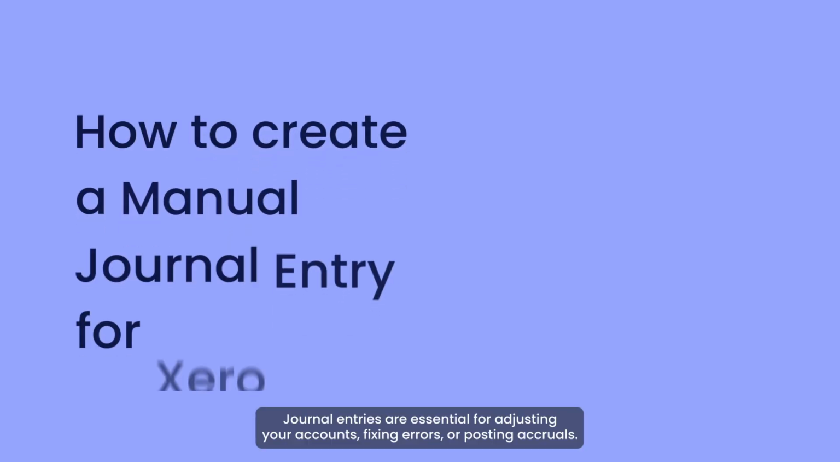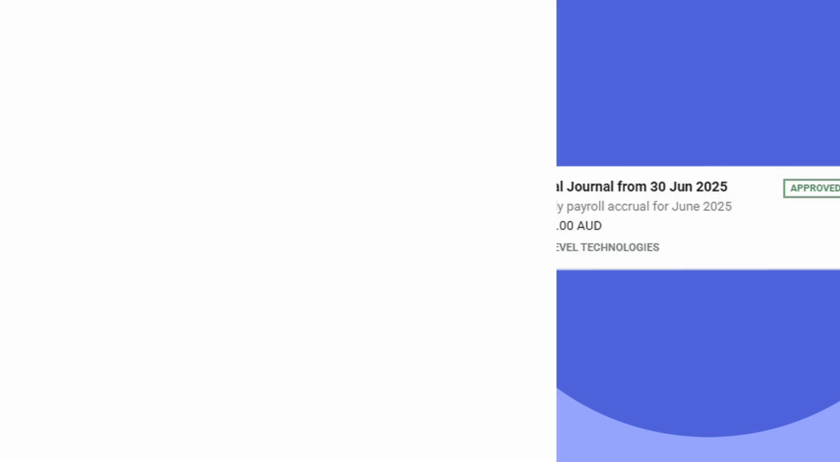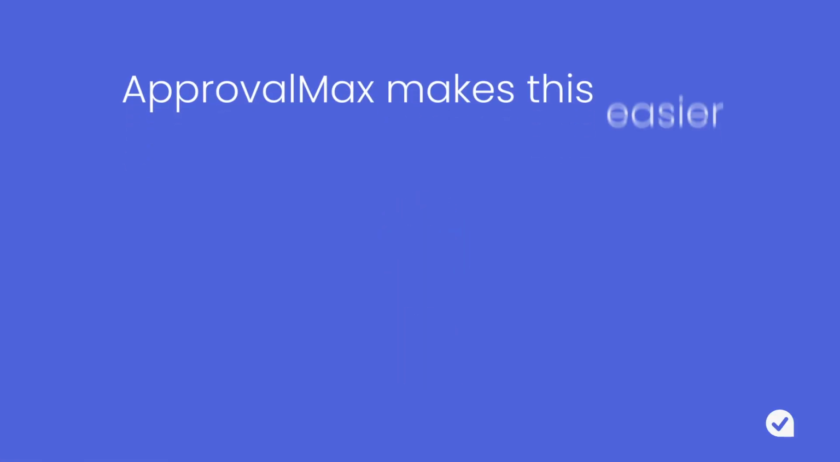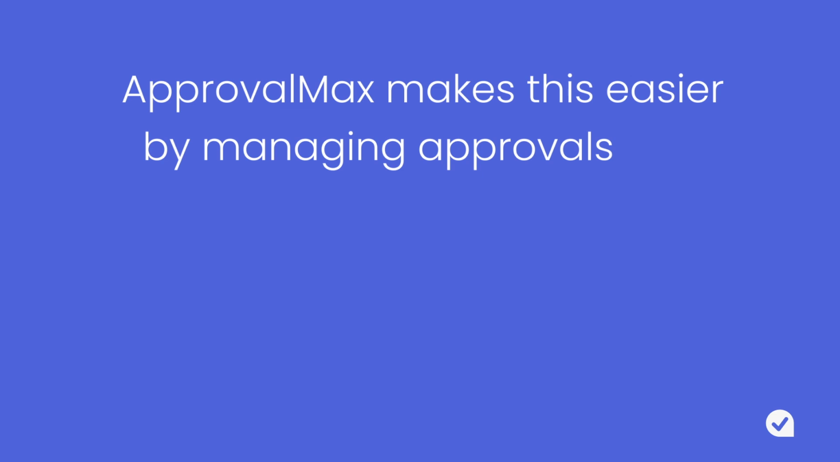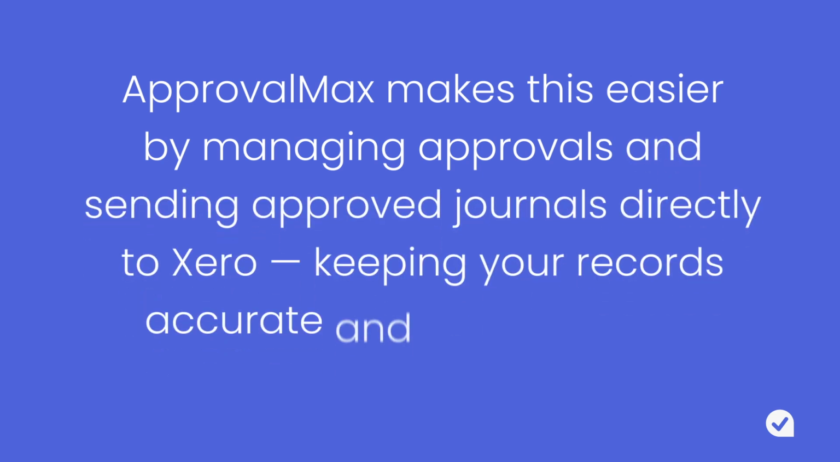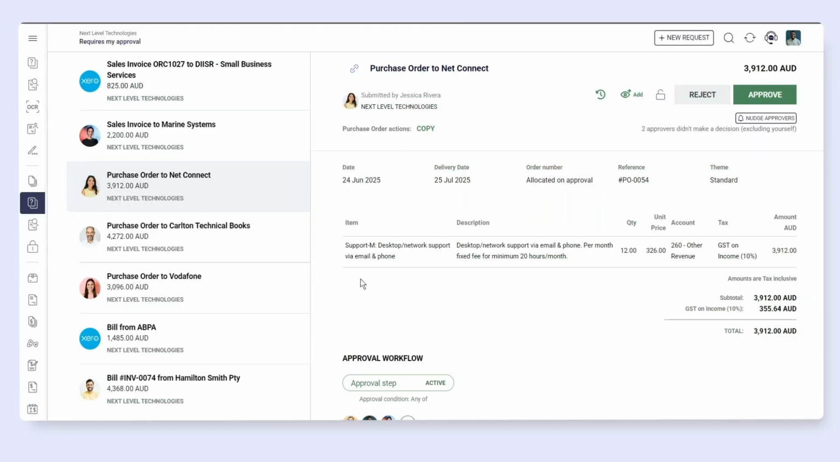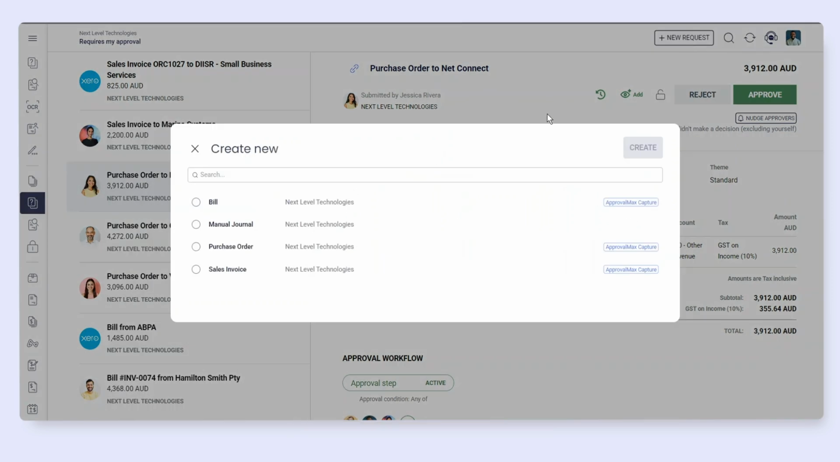Journal entries are essential for adjusting your accounts, fixing errors, or posting accruals. ApprovalMax makes this easier by managing approvals and sending approved journals directly to Xero, keeping your records accurate and ready for audit. Let's start by creating a new request.